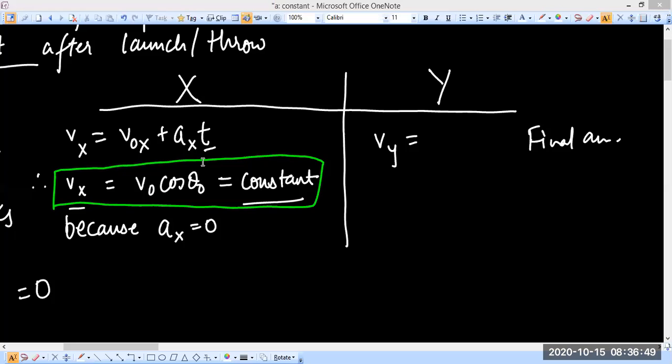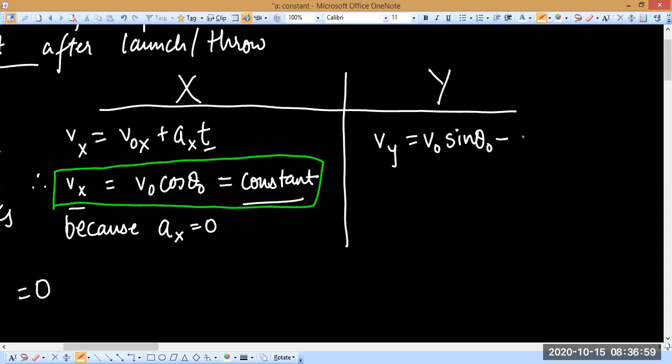Okay, I'm writing the final answer now. The final answer is V0 sine theta 0 minus gt. Is this clear or should I explain?